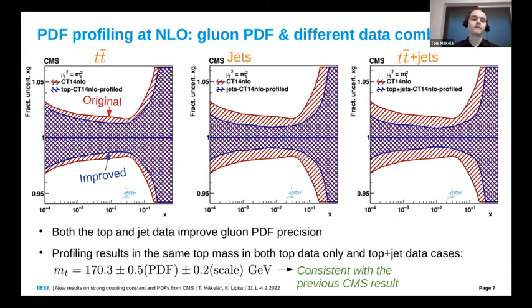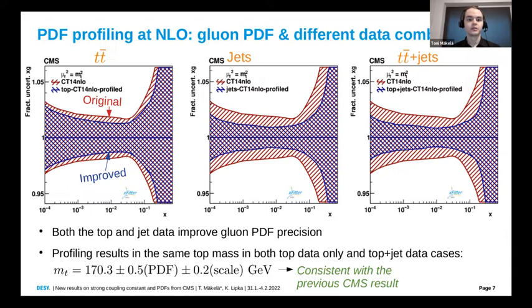So looking at the NLO profiling case, the leftmost plot would show you the uncertainty of the gluon PDF. The red band is the original CT14 uncertainty. And you see that by including the triple differential TT bar data, you get the blue band, which is a slightly improved precision. And the middle plot shows you the same thing, but now including the 13 TeV jet data. And the rightmost plot shows you both of these altogether.